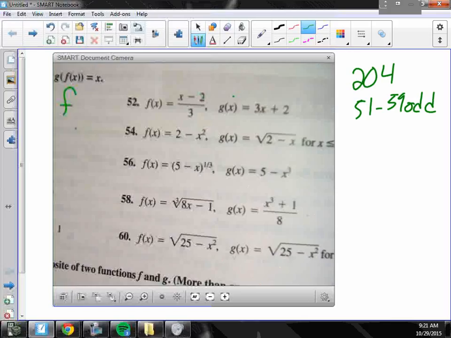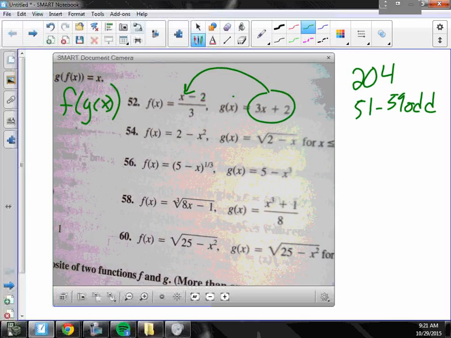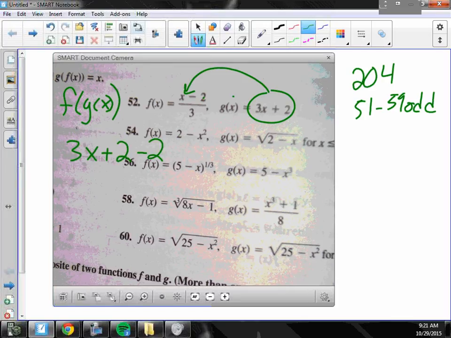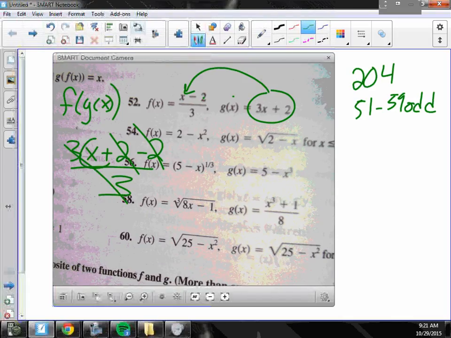So f of g of x. I'm going to plug g of x in here. So 3x plus 2 minus 2 over 3. Those cancel, and that cancels, and I'm left with x. Are they inverses? Yes, because I composed them and I got the identity.